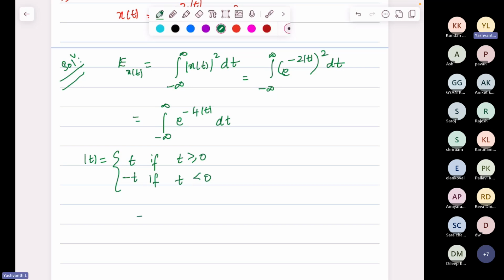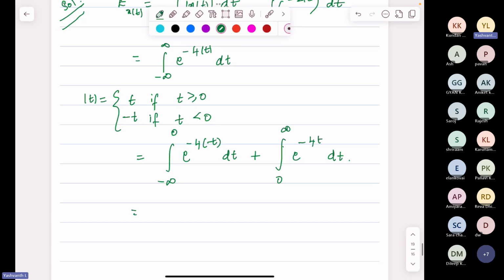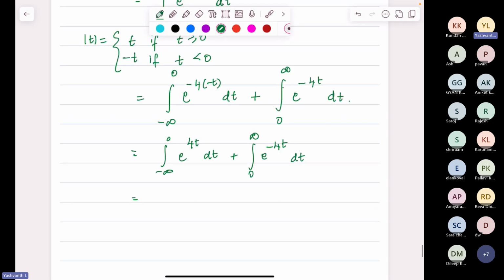So you can split the integral into two parts: from minus infinity to 0, where mod t takes the value minus t, so it becomes e power minus 4 of minus t dt, plus the integral from 0 to infinity of e power minus 4t dt. That is nothing but the integral from minus infinity to 0 of e power 4t dt plus the integral from 0 to infinity of e power minus 4t dt. Now it's simple: it is e power 4t by 4 from minus infinity to 0, plus e power minus 4t by minus 4 from 0 to infinity.